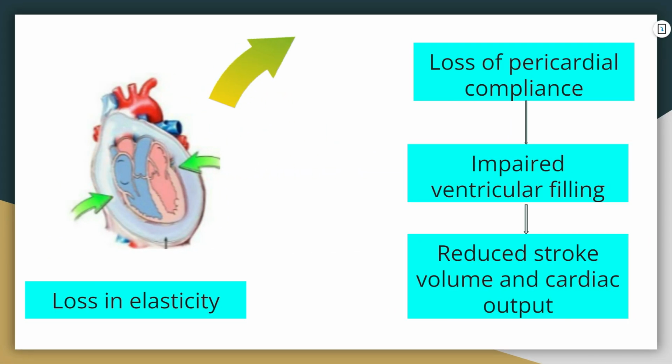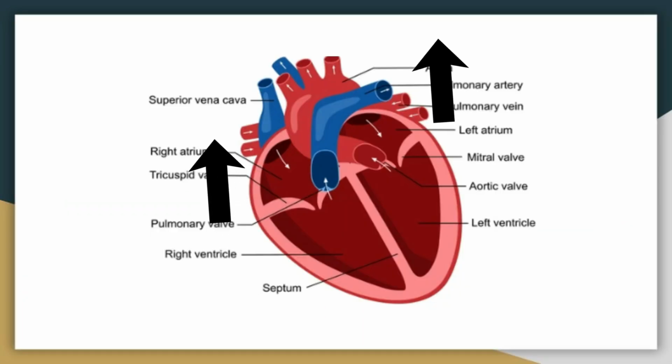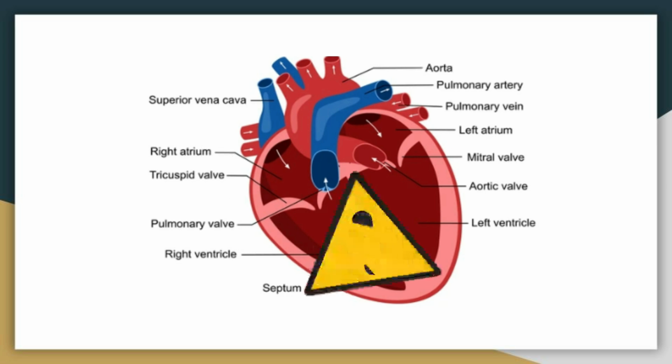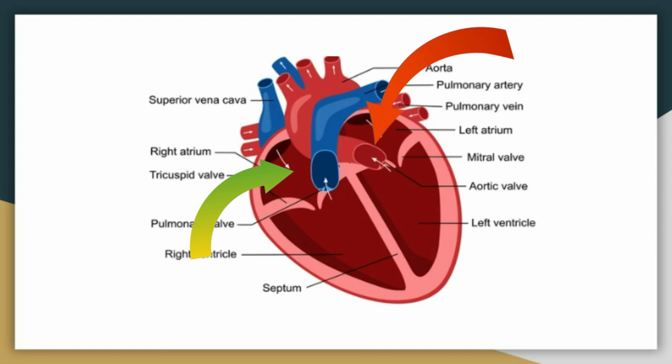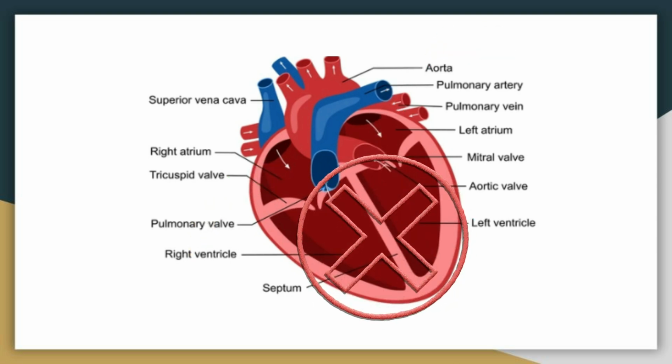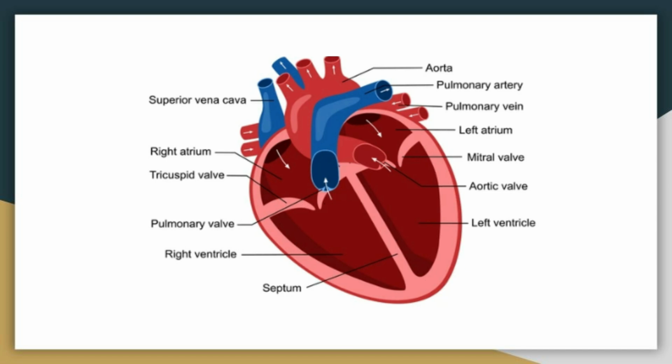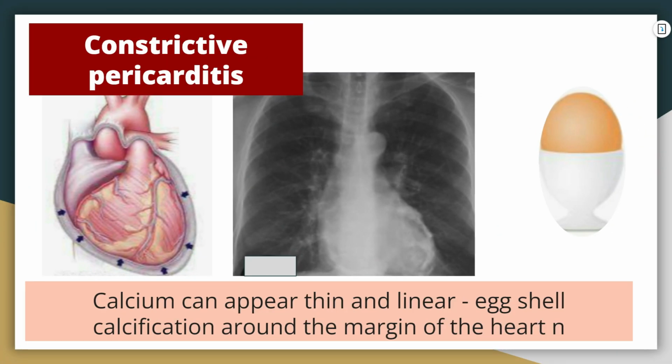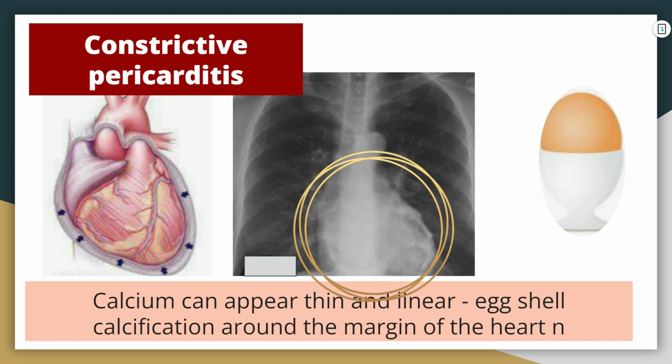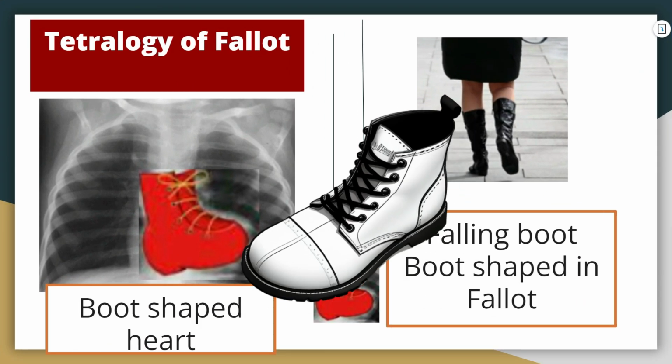Loss of elasticity will result in loss of pericardial compliance, impaired ventricular filling, and reduced stroke volume and cardiac output. Left atrial and right atrial pressure increase as ventricular filling is impaired. The atria continuously receive blood and are unable to empty completely into the ventricle due to impaired diastolic stretch. There is a diastolic dysfunction. Pericardial calcification on X-ray provides a clue for the diagnosis of constrictive pericarditis. The calcium can be thin and linear and appears as eggshell calcification around the margin of the heart. The typical X-ray chest of a patient with constrictive pericarditis shows pericardial calcification. Mnemonic to remember is falling boot.